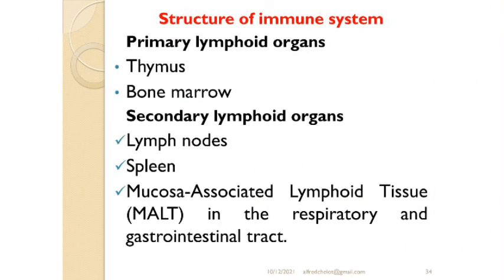Then lastly, we will discuss briefly the structure of the immune system. The immune system is composed of 2 structures, the primary lymphoid organs and the secondary lymphoid organs. The primary lymphoid organs consist of the thymus and the bone marrow, whereas the secondary lymphoid organs consist of the lymph node, the spleen, and mucosa associated lymphoid tissue in the respiratory and gastrointestinal tract.